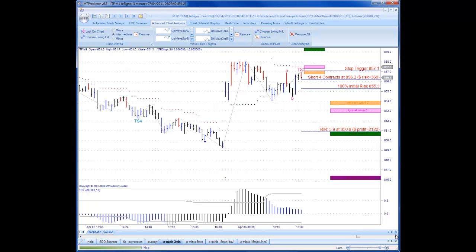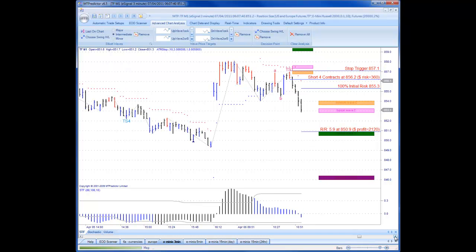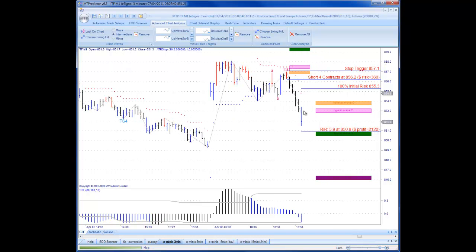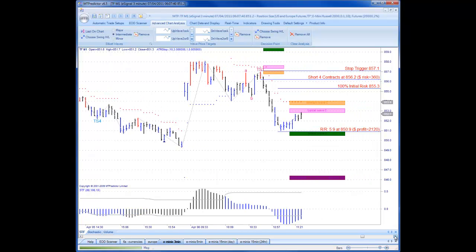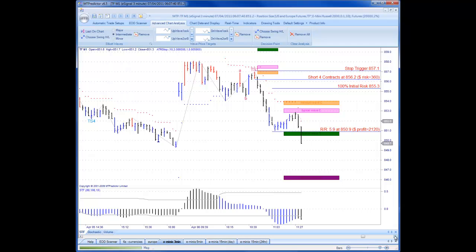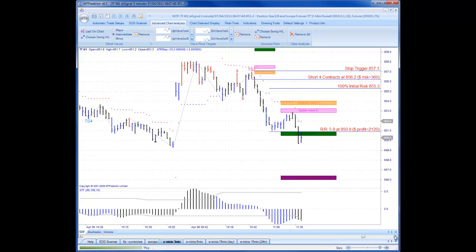So let's see what unfolded. And again, this was actually live. We were actually talking about this live in the webinar yesterday as it was unfolding. So there's no hindsight here. This was actually unfolding as we were talking about it. And as you can see, the market did indeed go down and reach the typical wave 3 WPT.